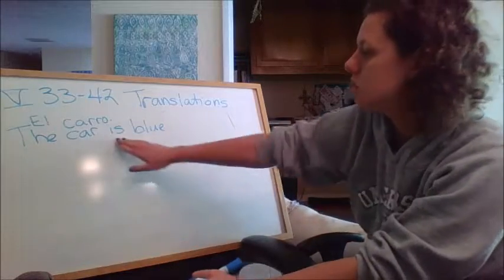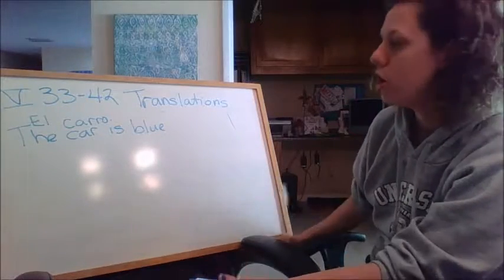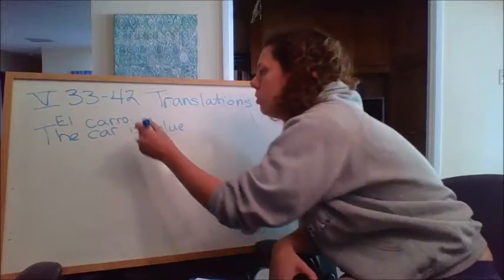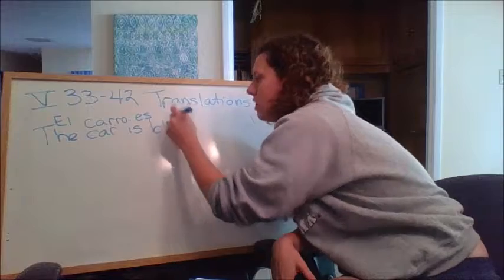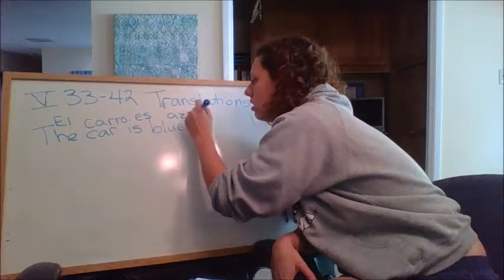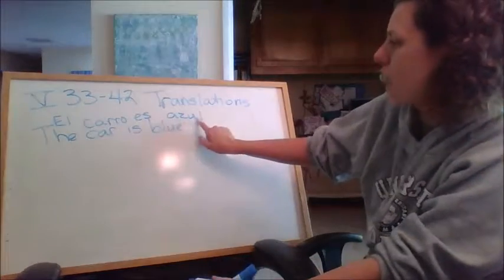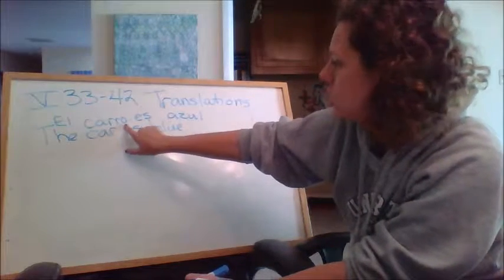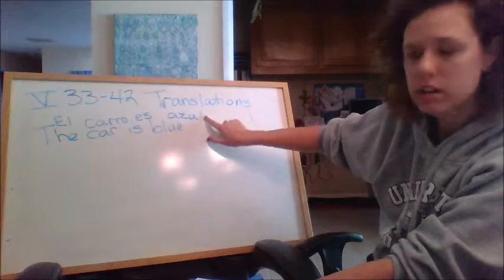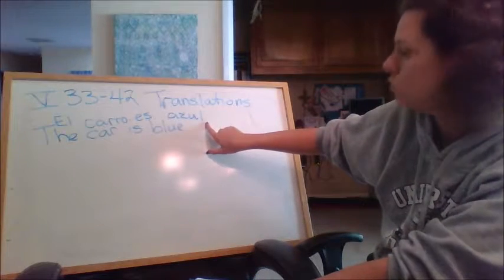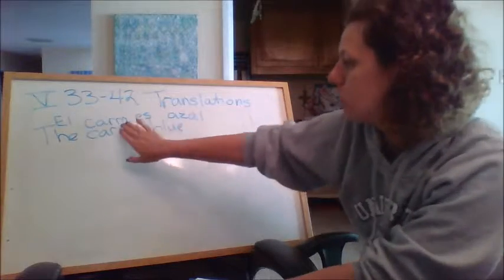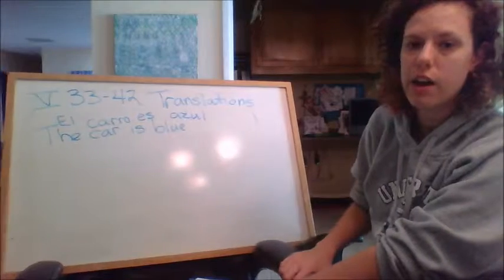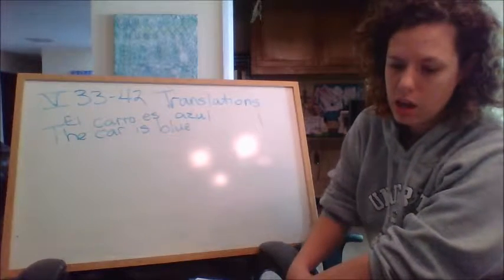But is this a location or a condition? No, it is anything else. So we say es, and then the word for blue is azul. Now, do we need to change this adjective to match this noun? So this is masculine and singular. Since it ends in a consonant, this is gender neutral, so all we have to worry about is if it's plural or singular. This is singular, so we just leave this. So this is our answer. El carro es azul. Okay.